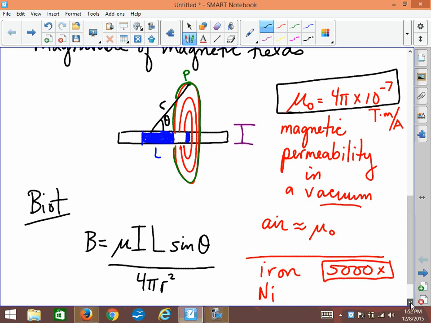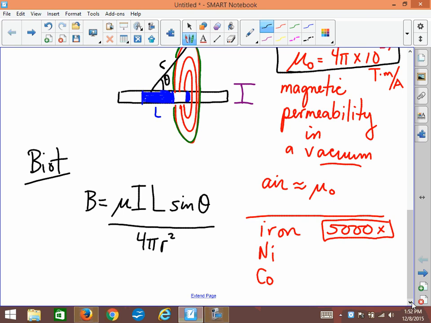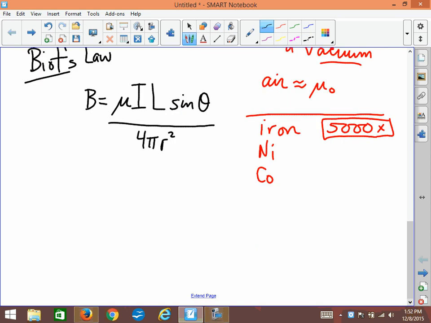Now, we can do some simplifications of Biot's law. In fact, that's what this is called, Biot's law. And these simplifications were done by applying something called Ampere's law. And Ampere, whoops, wrong way, accent goes the other way. Ampere is another fella, André-Marie Ampère. And Ampere's law can be used to simplify Biot's law.